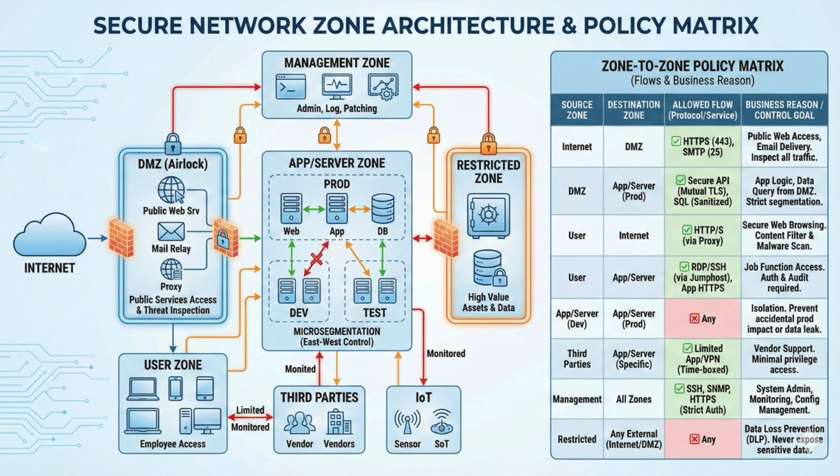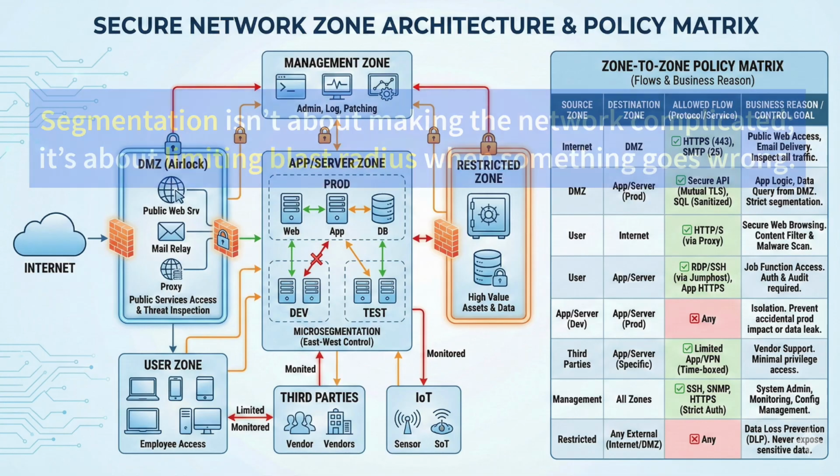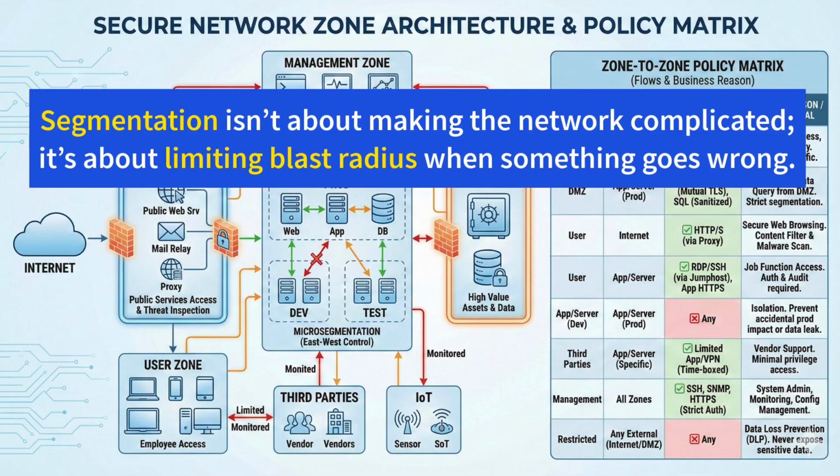For north-south traffic, the DMZ is your airlock. Public-facing services live there, and only the minimum required traffic is allowed inward. For east-west traffic, use microsegmentation. Separate workloads by function and sensitivity, not just by IP address. In cloud, security groups and network policies can enforce this same idea. Also separate environments, production, development, and testing, and isolate third parties and IoT devices. Segmentation isn't about making the network complicated. It's about limiting blast radius when something goes wrong.